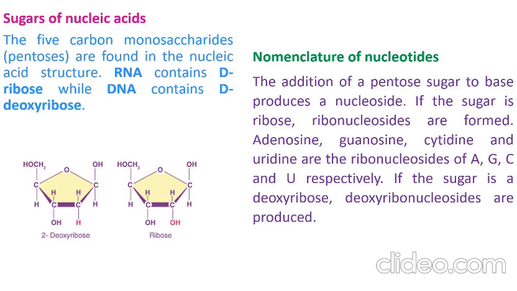Nomenclature of nucleotides. The addition of a pentose sugar to a base produces a nucleoside. If the sugar is a ribose, then ribonucleosides are formed. Example, adenosine, guanosine, cytidine and uridine are the ribonucleosides of adenine, guanine, cytosine and uracil respectively. If the sugar is a deoxyribose, then deoxyribonucleosides are produced.